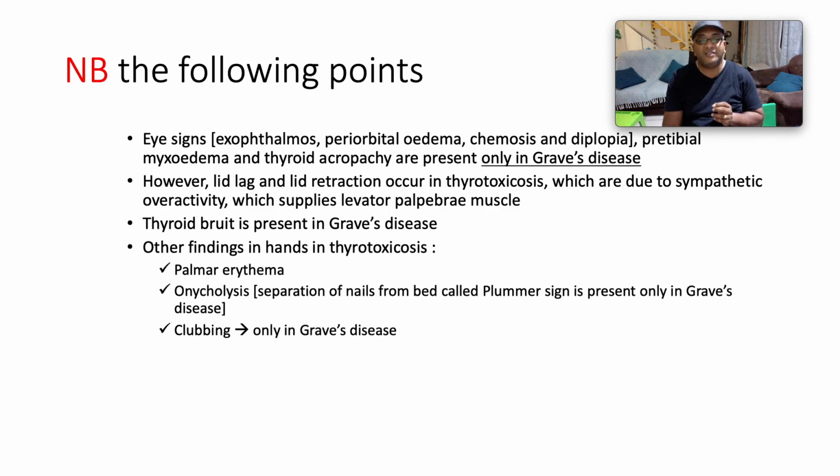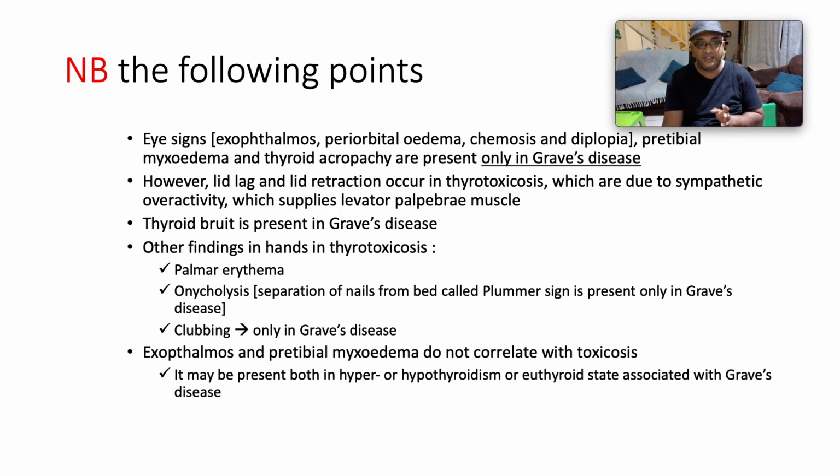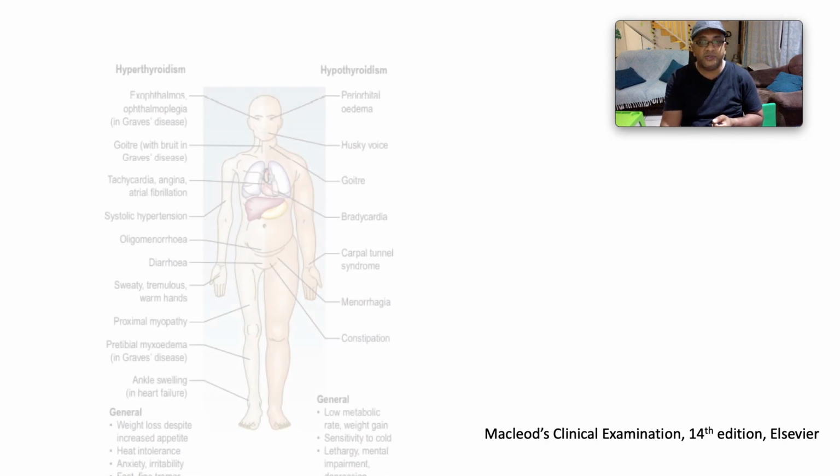So other findings in the hands of thyrotoxicosis, palmar erythema, onycholysis, we saw a picture of that, and that's what we call Plummer's nails, right, which speaks to separation of the nails from the nail bed. And of course, clubbing, which is acropachy, happens only in Graves' disease. Exophthalmos and pretibial myxedema do not correlate with toxicosis. It may be present both in hyper or hypothyroidism, or even in the euthyroid state associated with Graves' disease.